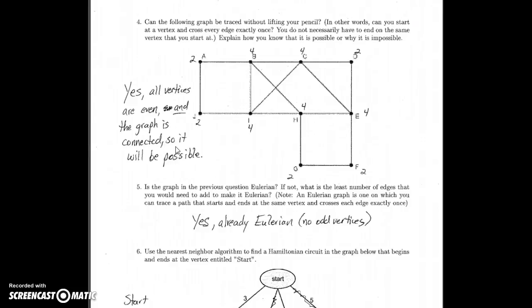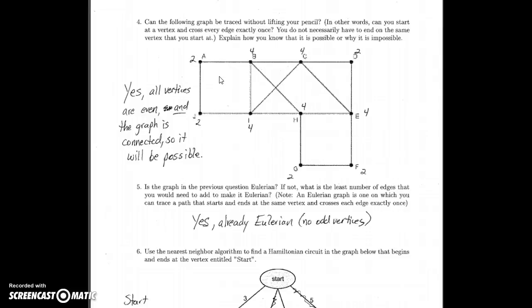Here, we're essentially asking if there's an Euler path because we're not required to start and end at the same vertex. So what we're looking at analytically is, are there exactly 2 odd vertices or exactly 0 odd vertices? If there's exactly 2, there's an Euler path, meaning we can start at one of the odd vertices, hit every edge, end at the other odd vertex.